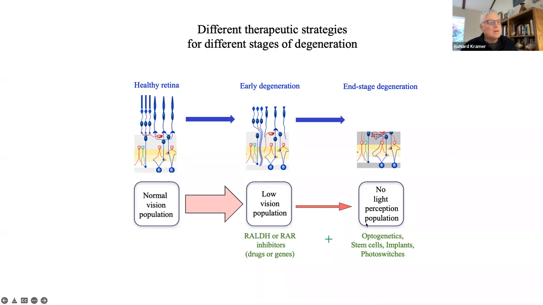If you regrow photoreceptors from stem cells and the rest of the downstream circuitry is corrupted and not processing information correctly, these same inhibitors might correct that problem and potentiate the effect of vision restoration technology.